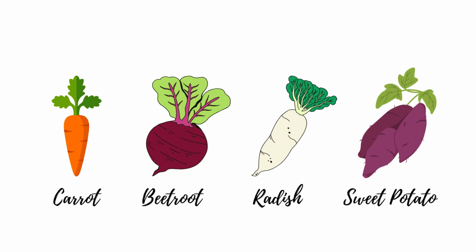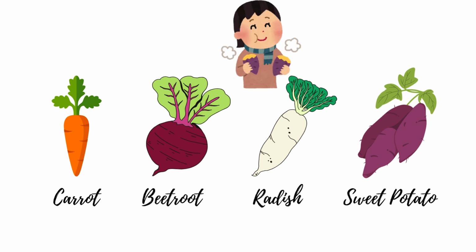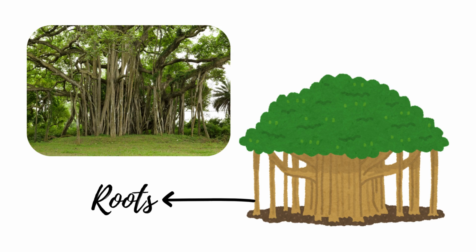First, storage roots. In plants like carrot, beetroot, radish, and sweet potato, roots become swollen and store food. These stored nutrients help the plant survive and are also consumed by humans. Second, prop roots. In banyan trees, long roots grow downward from the branches. These roots reach the soil and provide extra support to the huge tree. They look like pillars and help the tree remain stable.